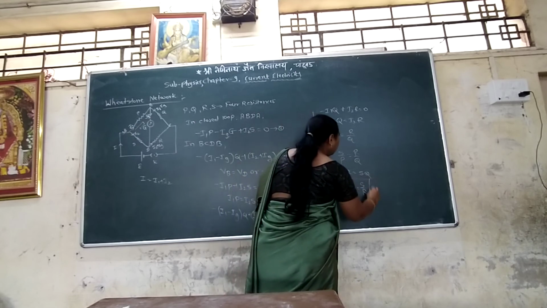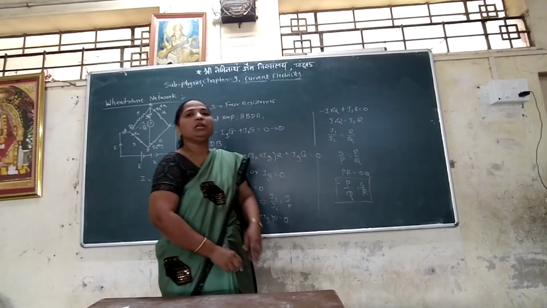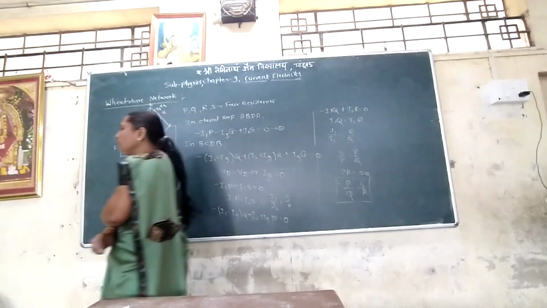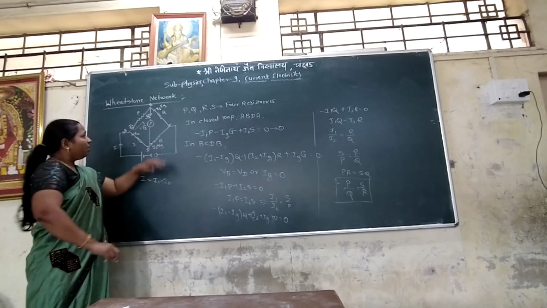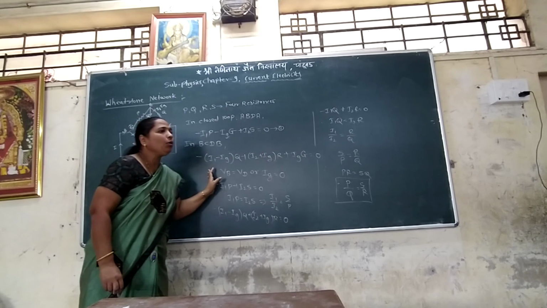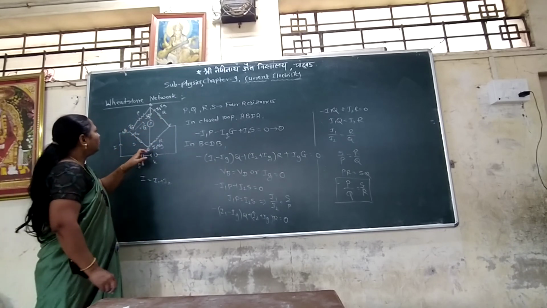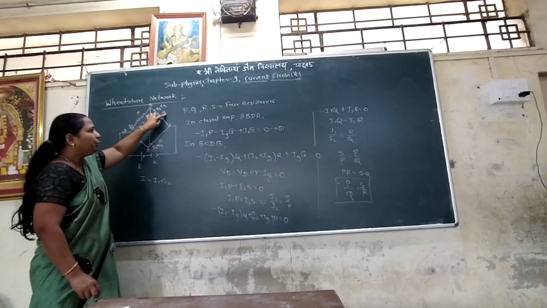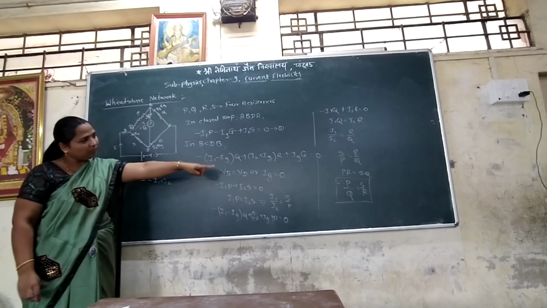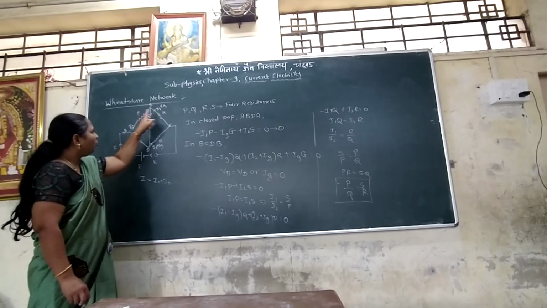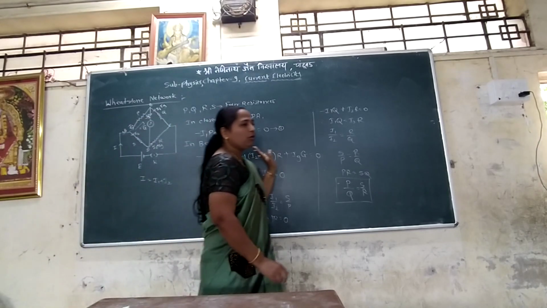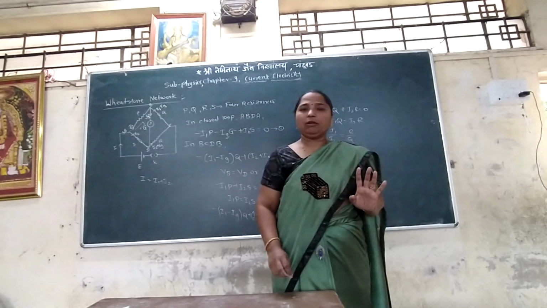This is the balancing condition for Wheatstone's network. Therefore, Wheatstone's network is balanced when the current flowing through the galvanometer is 0, meaning IG is equal to 0, and the four resistances satisfy P upon Q is equal to S upon R. That condition is obtained. This is the balancing condition of Wheatstone's network.